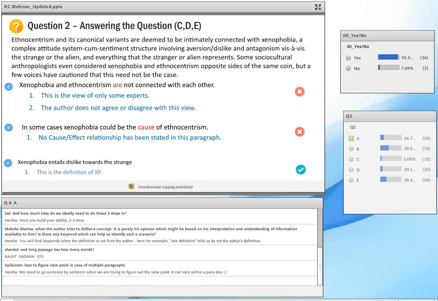The cause and effect relationship is not there. There's no cause and effect relationship that's been presented over here. And choice E, which is the correct answer, which about 28% of you have chosen: XB entails dislike towards the strange.